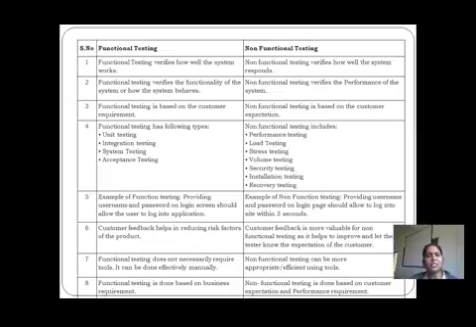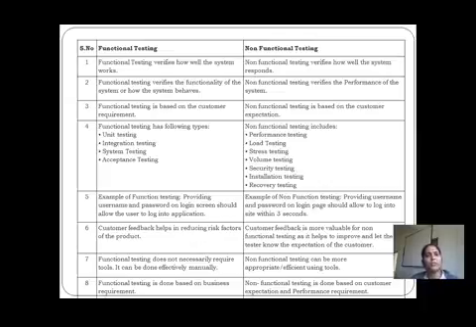So these are the expectations, but these are not the requirements. Why? Because it may happen or it may not happen, it depends on that. So that is the thing which we are going to consider over here. So what is the third difference between the functional and the non-functional testing? Functional testing is based on the customer's requirement, but the non-functional testing is based on the customer's expectation.